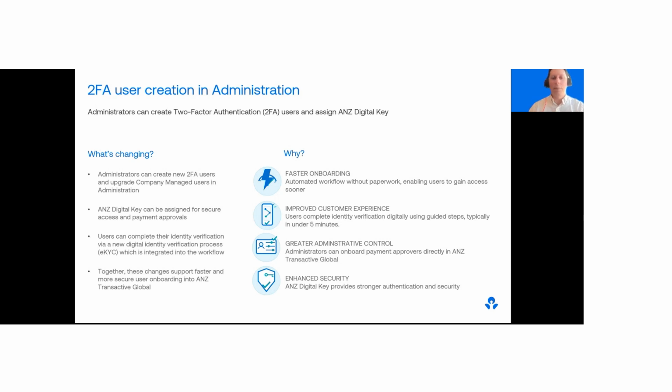All they need is just their mobile device and an eligible ID, so a passport or a license, and it can all be done in less than 5 minutes. So once it's successfully completed, the new user will receive an automated email with instructions on how to log on to ANZ Transactive Global. So we've invested in automating this workflow and digitizing the process so that we can actually help your organization get new users into Transactive Global much quicker.